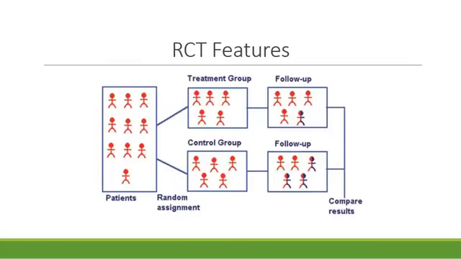Looking at the features of a randomized controlled trial, you have your sample, shown here by the box with the label patients. Random assignment occurs, moving individuals into a treatment and control group, and then at follow-up, there's a comparison of results.